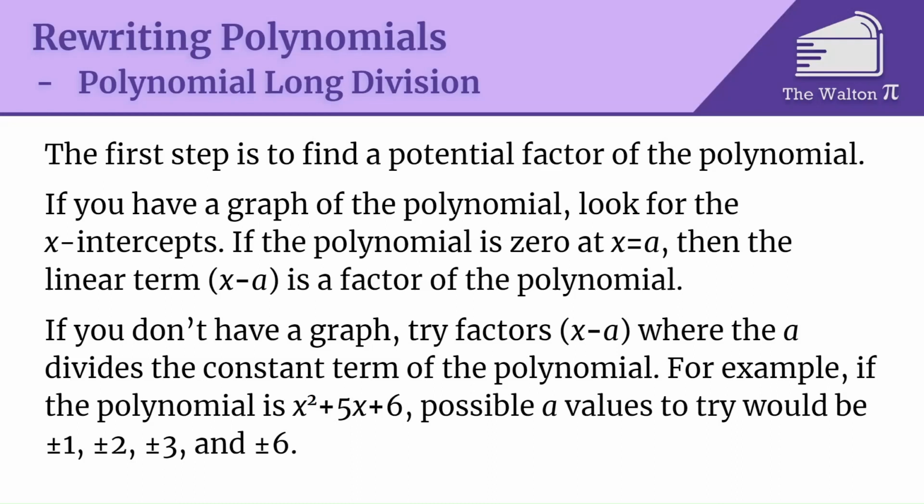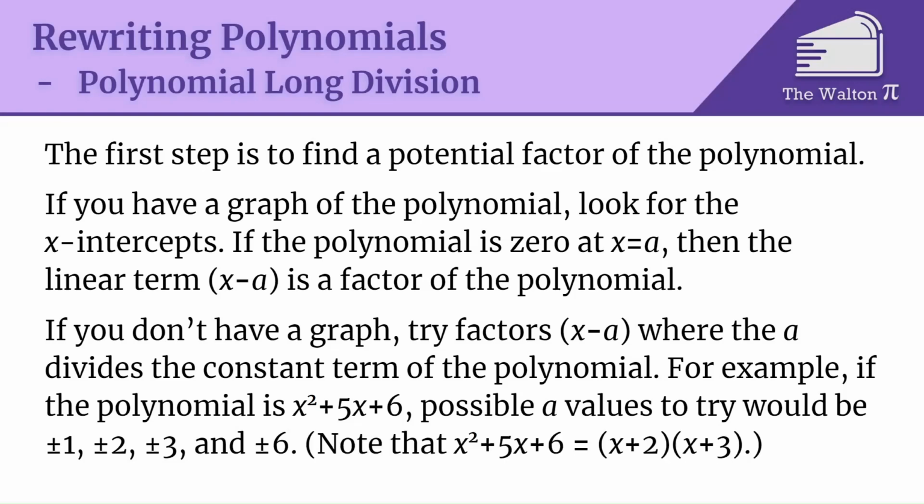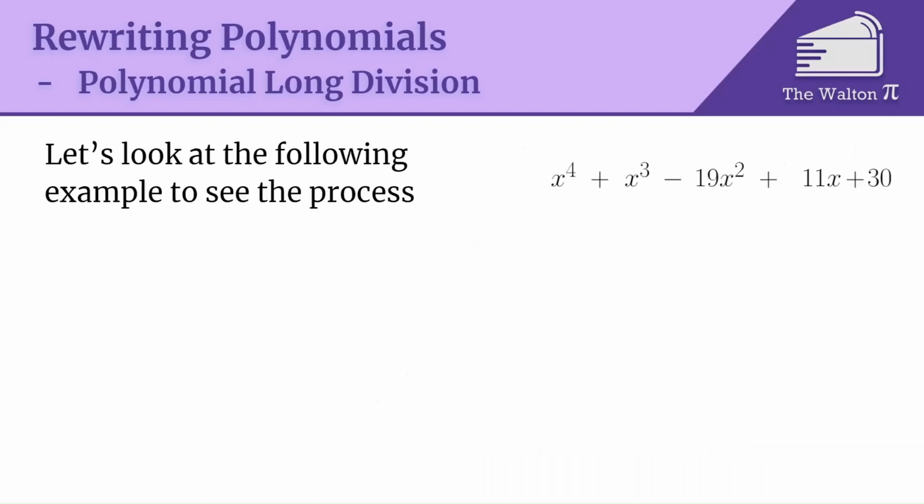For example, if our polynomial is x squared plus 5x plus 6, some possible a values to try would be plus or minus 1, plus or minus 2, plus or minus 3, and plus or minus 6. Note that in this case, it turns out to factor as x plus 2 times x plus 3, and those were values that we would have found by trying all of these different factors.